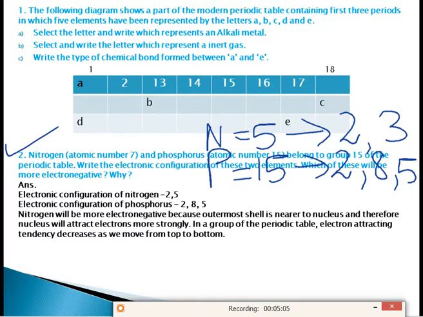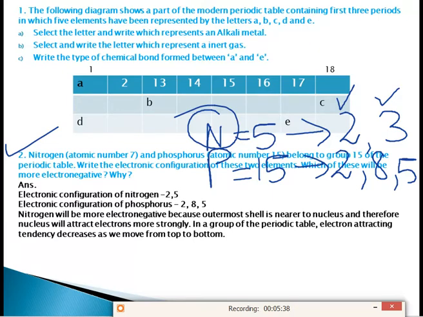Next question which is asked over there is which element will be more electronegative and why? Obviously nitrogen will be more electronegative. Why is nitrogen more electronegative? Because it contains only two shells, shell number 1 and shell number 2, and since the two shells will be closer to the nucleus, therefore the attraction for the nucleus will be strong. So therefore the attraction for the electrons with the nucleus will be strong. That's why nitrogen is a more electronegative element as compared to phosphorus.